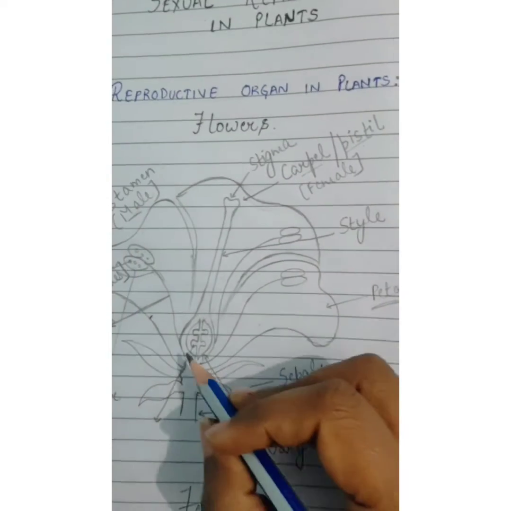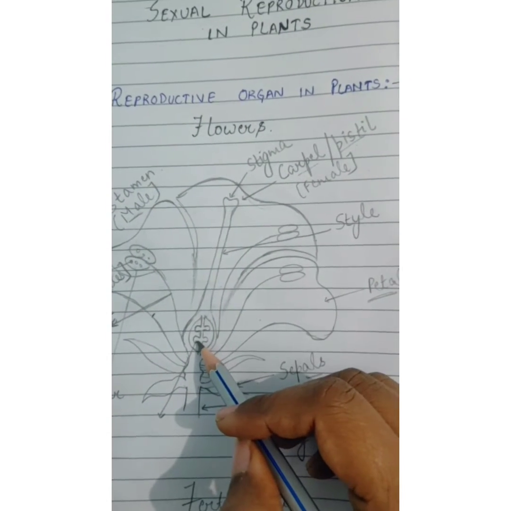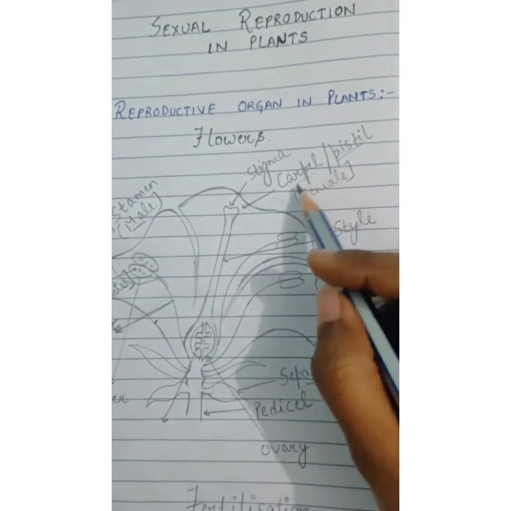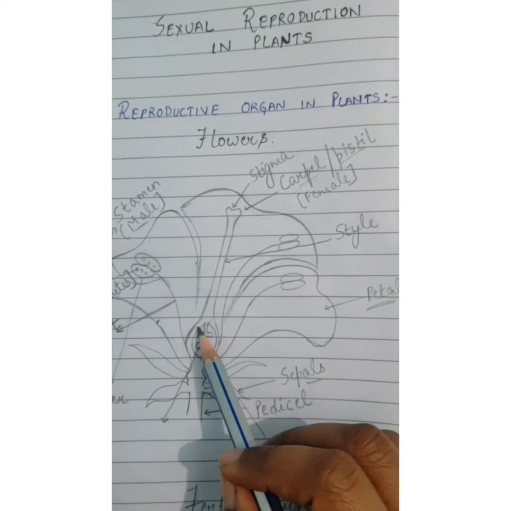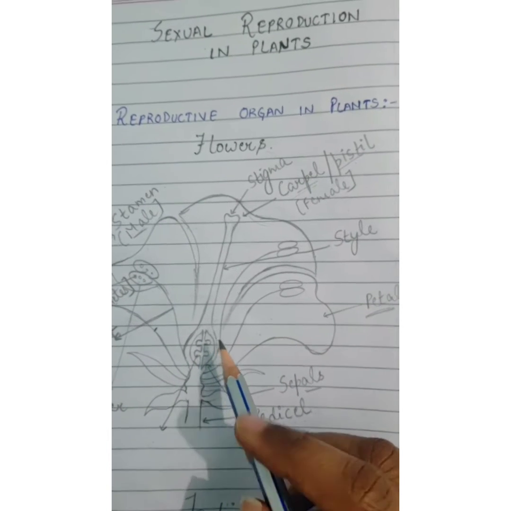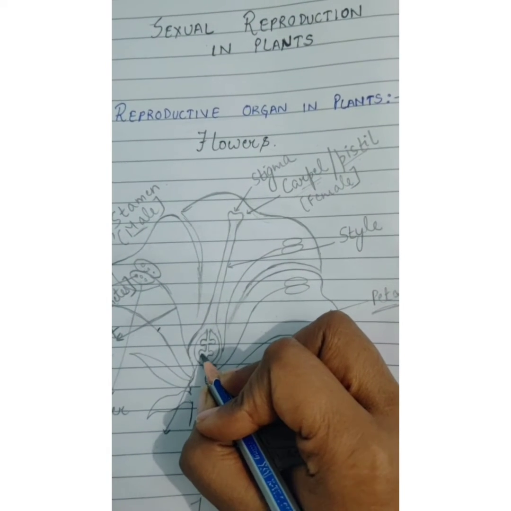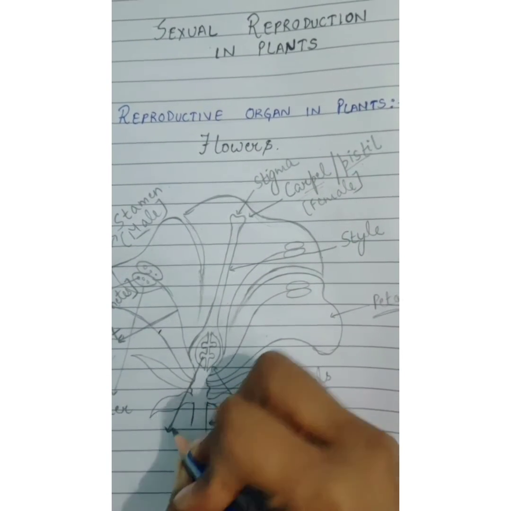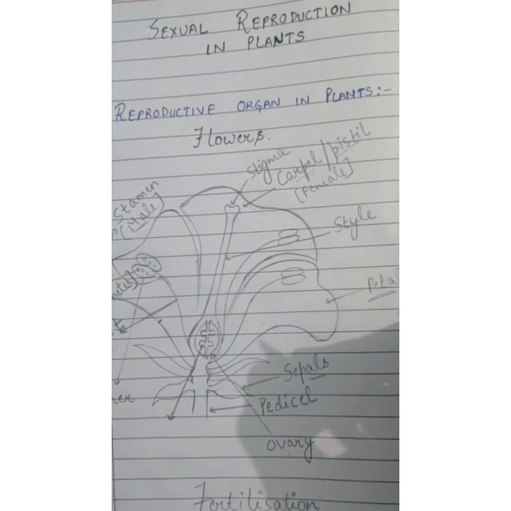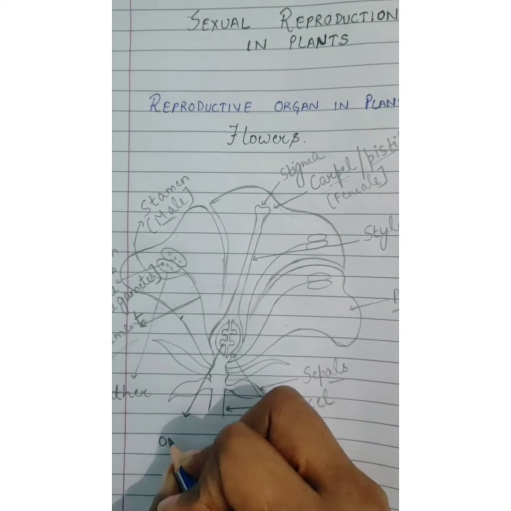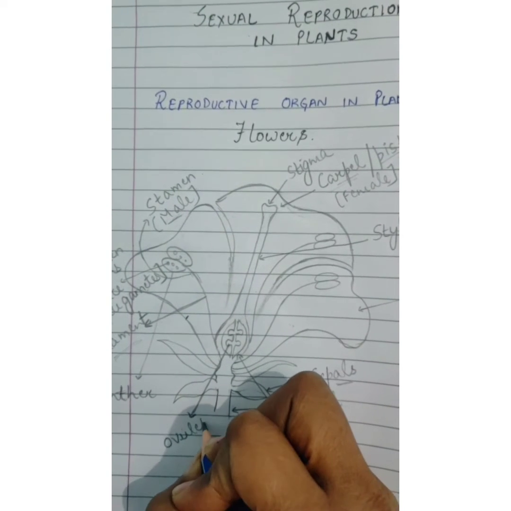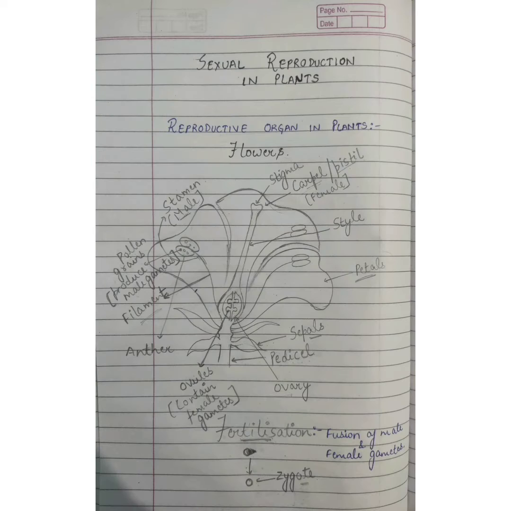Now, this is the female part of the flower, which is known as carpel or pistil. The swollen part at the bottom is known as ovary. Inside the ovary, there are cells. These cells are known as ovules. And the ovule contains the egg cells, or the female gametes.